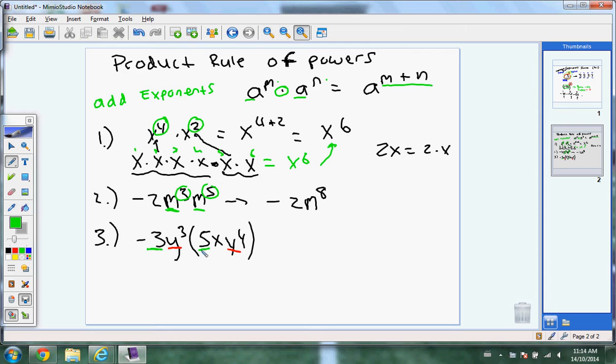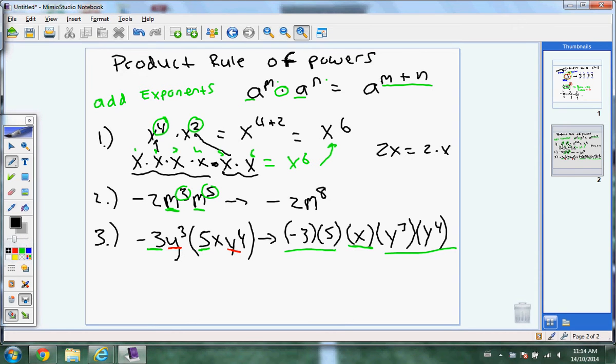So they're kind of like, just think normal. It's not confusing. It's just they are numbers. So if I come here, this is what it's going to be. It's going to be negative 3 times 5. Then we have x, and then we have y^3 and y^4. Okay, so I've kind of grouped them in terms of like terms, if you will. I got my numbers, my x by itself, and my y's. Okay, so now let's put those together.